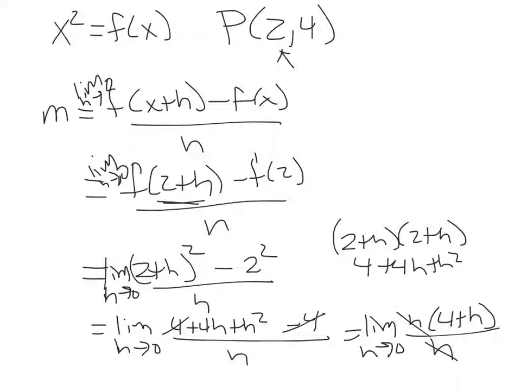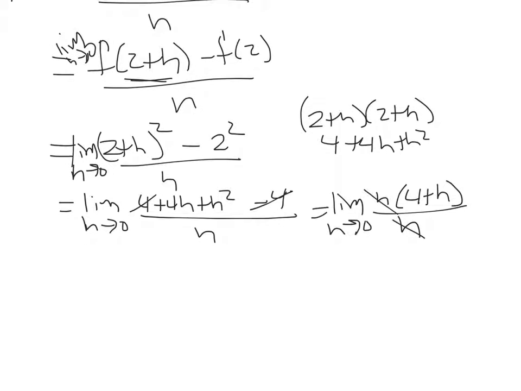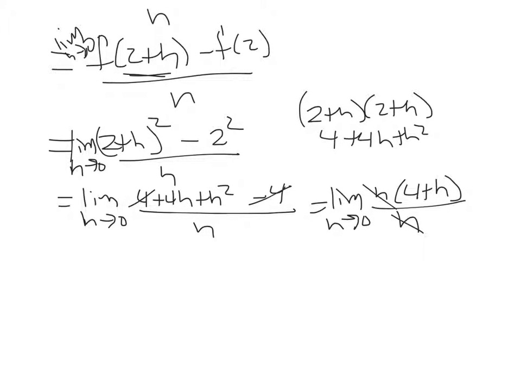Now, honestly, I don't actually do that. I notice that an h will cancel from everything. Division is distributive, so I divide everything by h. So that's how I really do it, but I think a lot of people have a hard time seeing that or doing it correctly. So there we go.